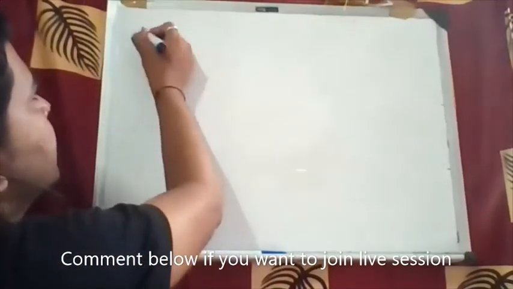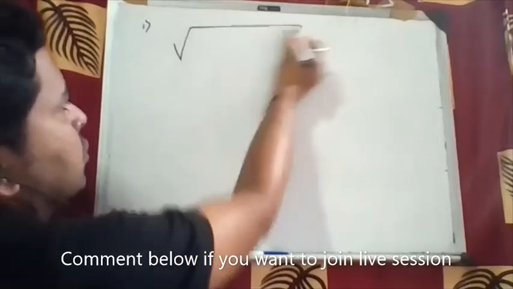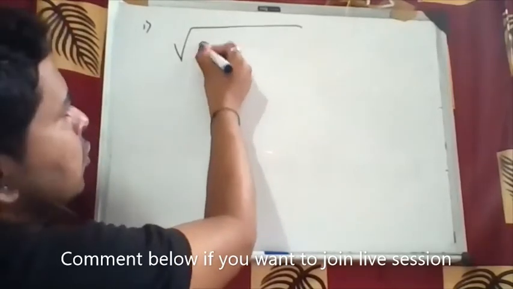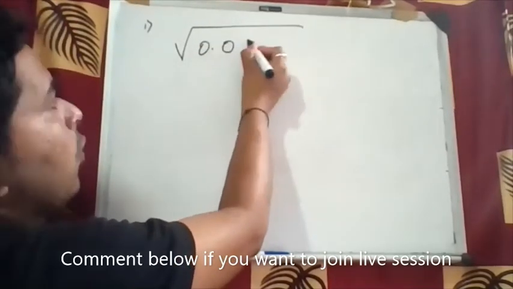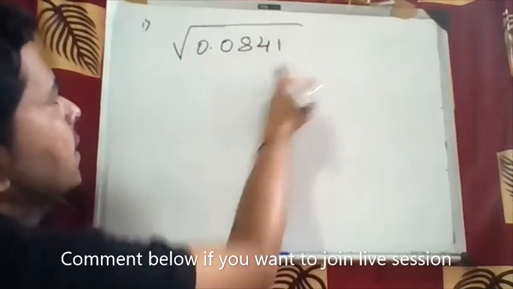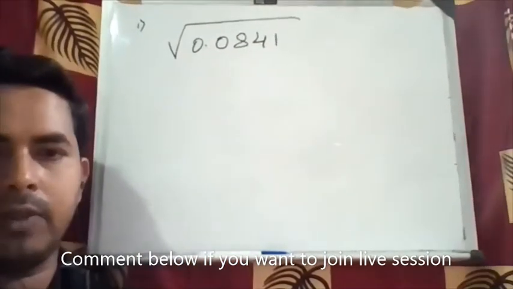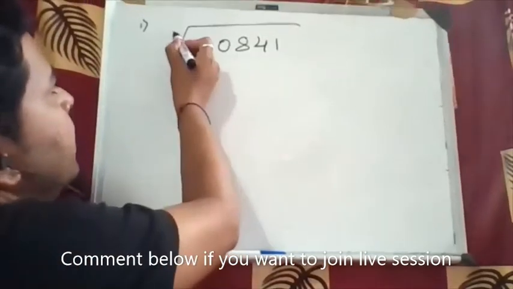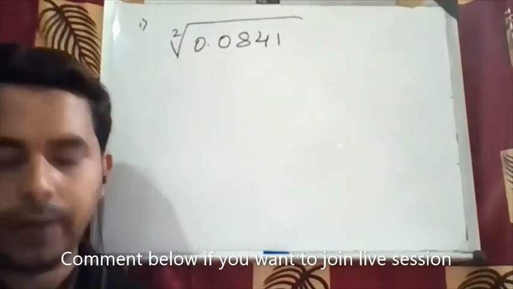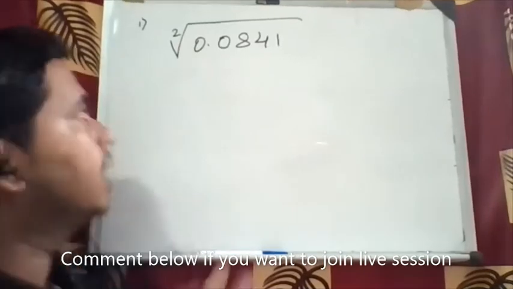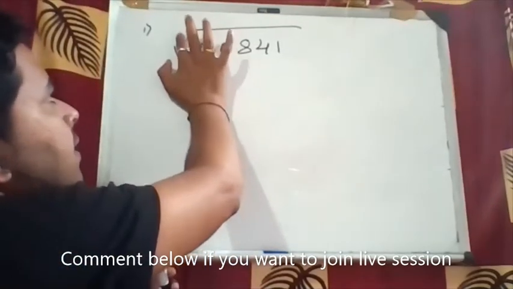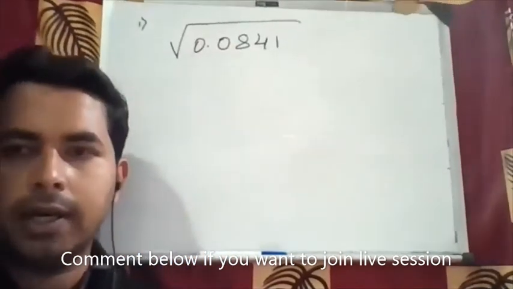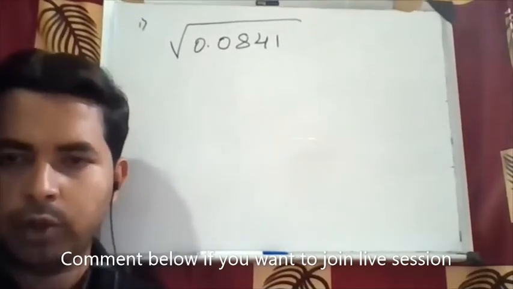The first example I'll take is the square root of 0.0841. See here, they have not mentioned anything. If nothing is mentioned, you have to assume that it is a square root. It's a common thing. If they haven't given any value here, you have to find the square root.